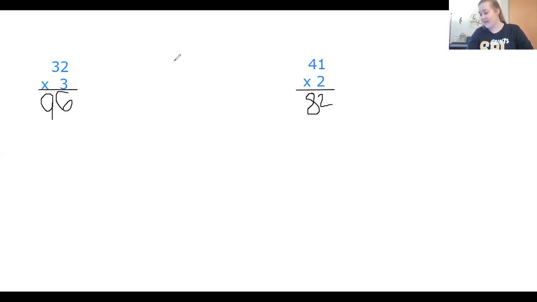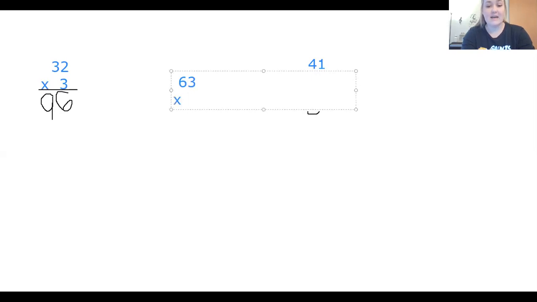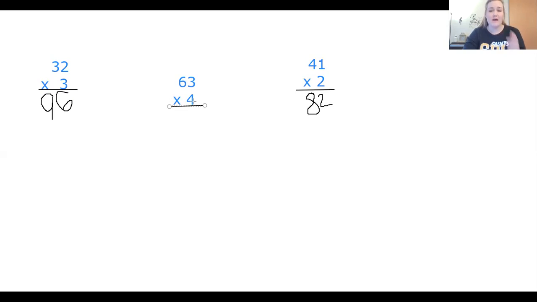But imagine we had a problem that was something like this: 63 times 4. The problem we're going to run into now is we have to start regrouping. Let me show you. We start just like we did on the last ones. 3 times 4 gives us 12. Do I just put the 1, 2 down here? No, you don't. We're going to do things a little differently. 3 times 4 equals 12.